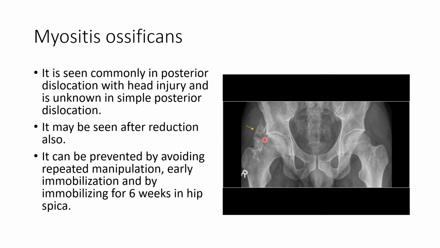Myositis ossificans, in layman's terms, is just extra bone. As you can see here, around the joint an extra bone is formed. It is most common after elbow trauma, but it can happen near the hip joint also. It is seen commonly in posterior dislocation with head injury and is unknown in simple posterior dislocations. It may be seen after reduction also. It can be prevented by avoiding repeated manipulations, early mobilization, and immobilizing for 6 weeks in a hip spica.